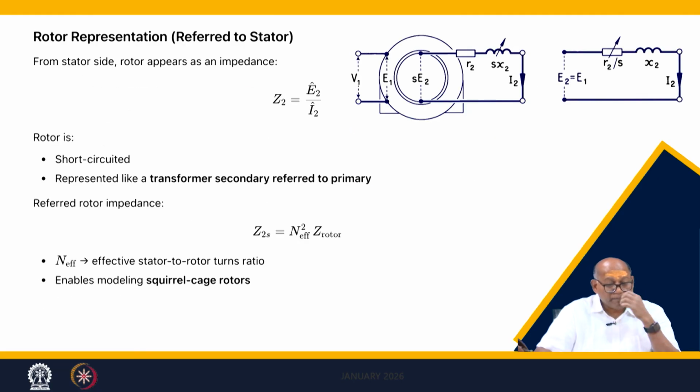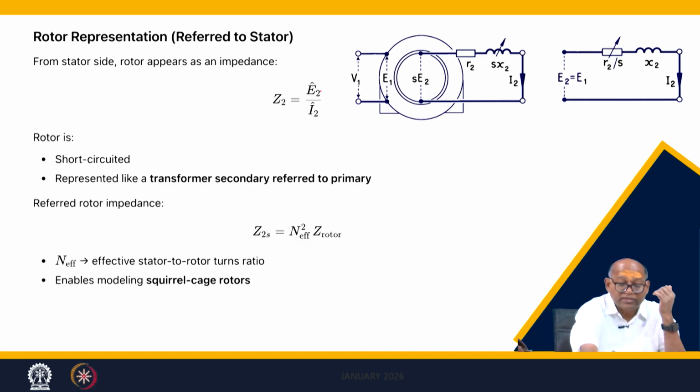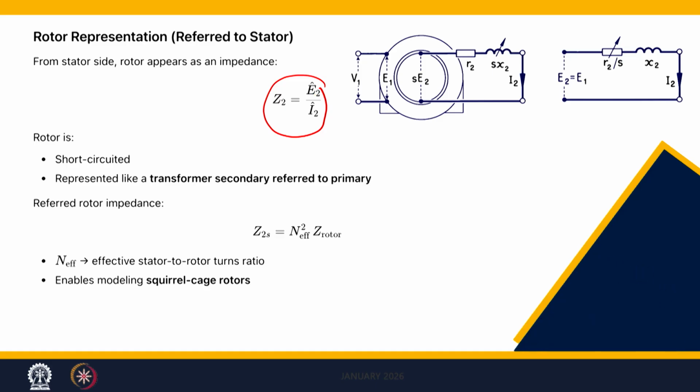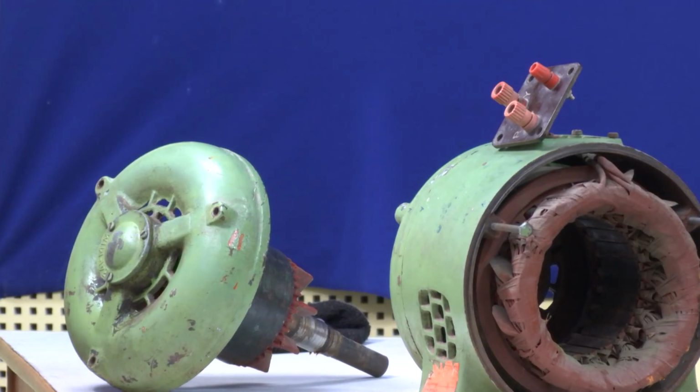Going further, the rotor circuit is represented as I2 by E2, that is the impedance of the rotor circuit. This is the current I2, so E2 by I2. E2 cap you can say is referred to the primary. The rotor is short circuited, as I said. This is just a metallic thing, it is shorted. So, it is represented like a transformer.